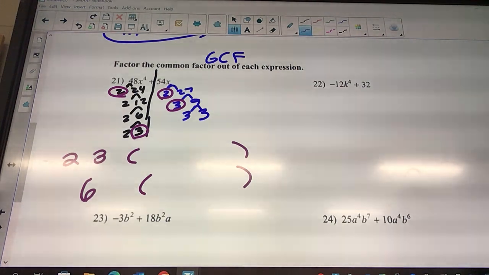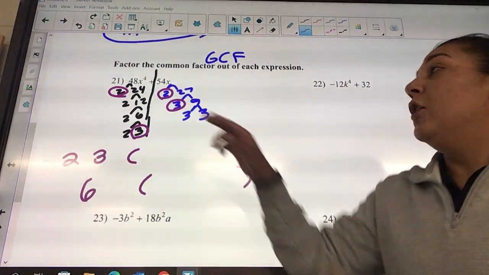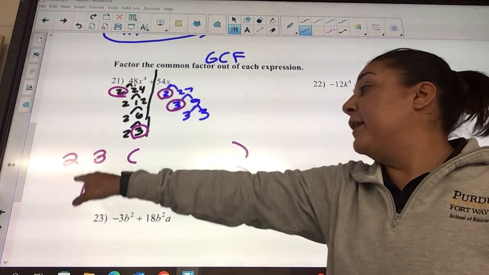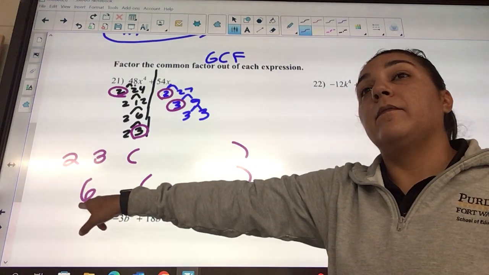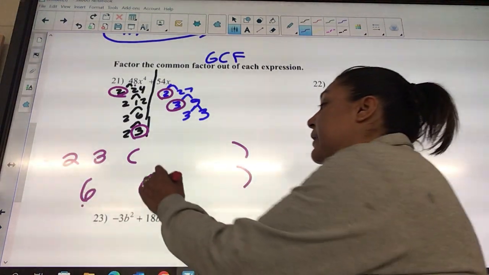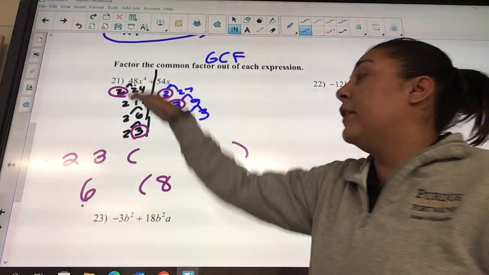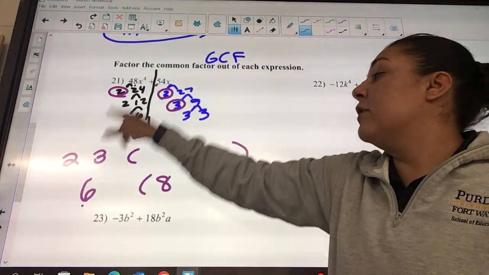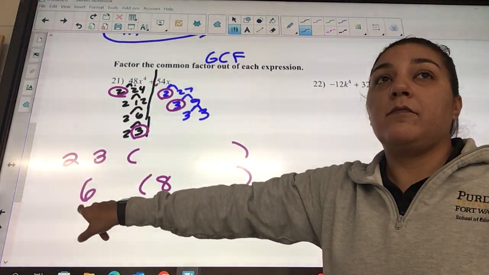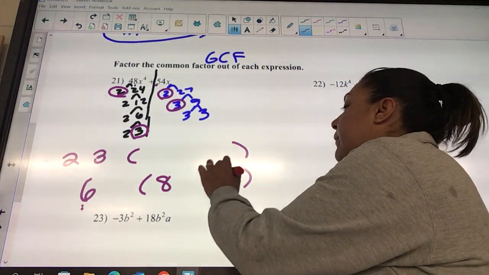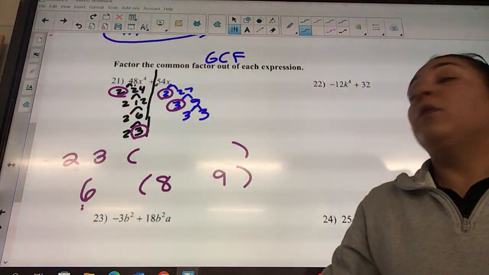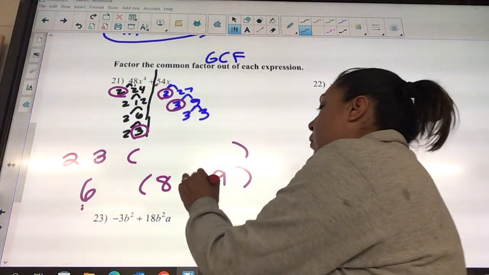Okay, now, if you're confused, look at me. What is 48 divided by 6? 8. So that means 8 is going to go in that spot, kind of where that 48's at. 54 divided by 6. 9. Okay, and then we're going to drop our signs down, which is a 1 plus sign.